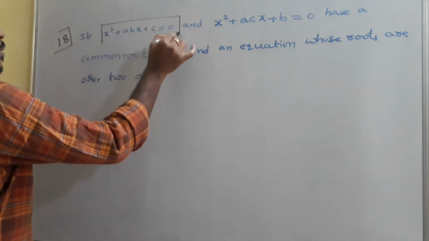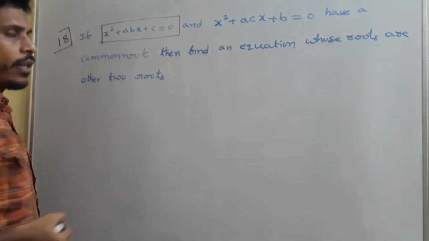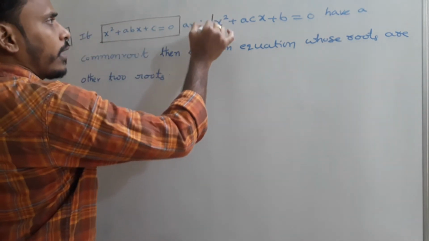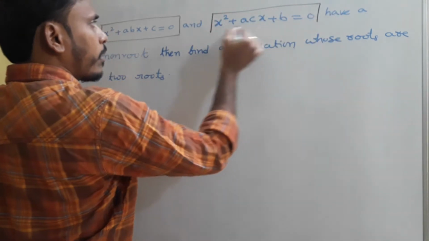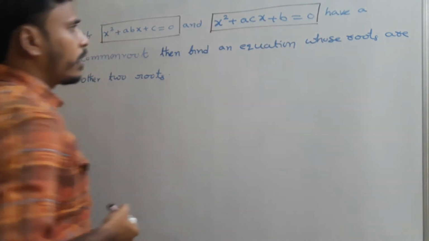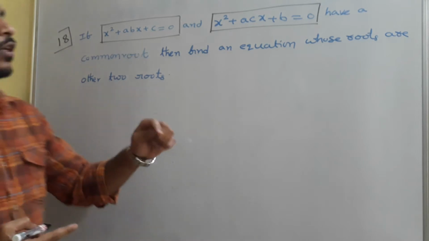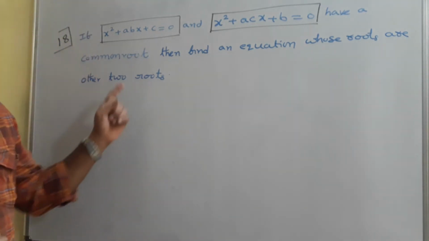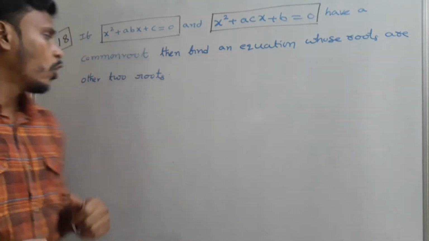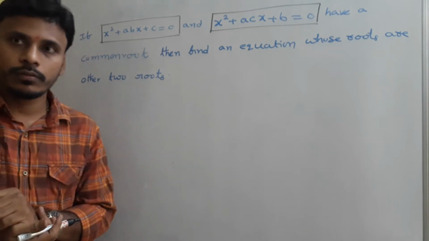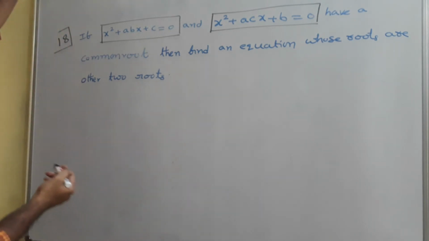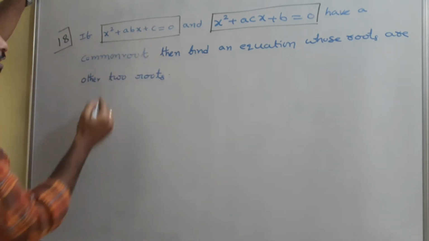x² + abx + c = 0 is one equation. x² + acx + b = 0 is another equation. These two equations have a common root. Then we need to find an equation whose roots are the other two roots. See, first of all, these two equations have a common root.